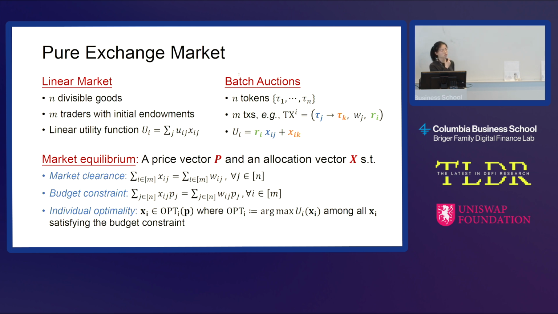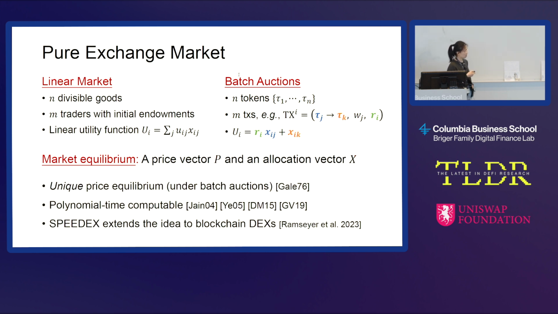I would say satisfying these 3 conditions at the same time is highly non-trivial, but previous work by economists implies that in our batch auction setting, there always exists a unique price vector, or price equilibrium. Further, there is a long line of work by computer scientists who propose several efficient algorithms to compute this market equilibrium.